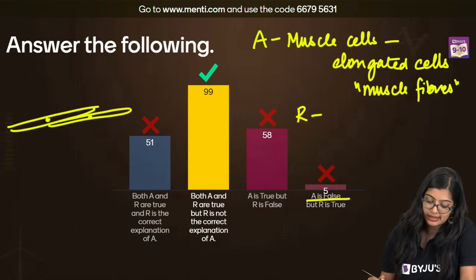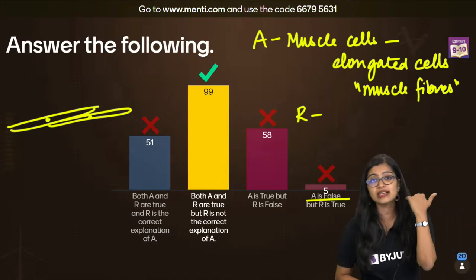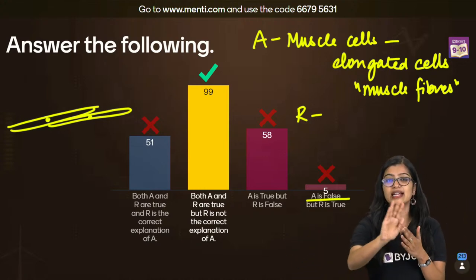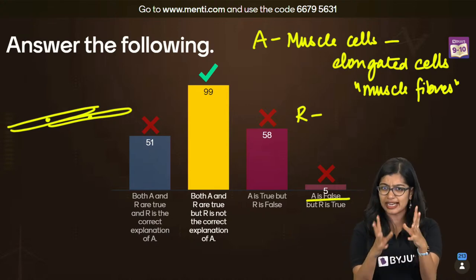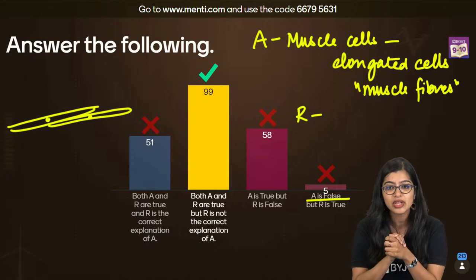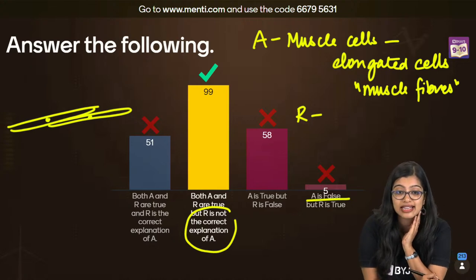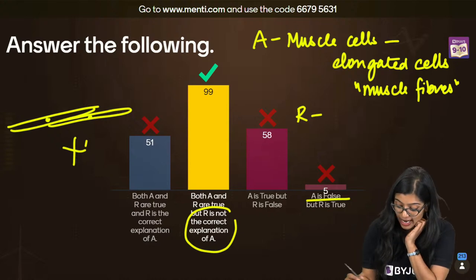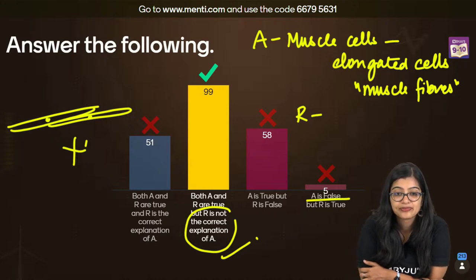Now, the reason statement says that they are found in the inner lining of the alimentary canal and the blood vessels. I will not say inner lining, okay? Per se, the lining of the muscles, you can say. The lining of the alimentary canal and blood vessels has this, right? So both statements are true. But at the same time, is R the explanation of A? No, R is not the explanation of A, which is why in this case, the correct answer is option B. So for those of you who got confused, are we clear with this? Yes?